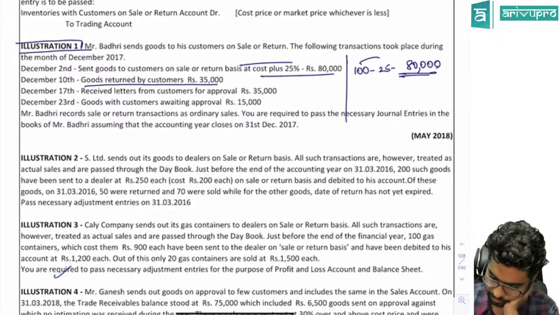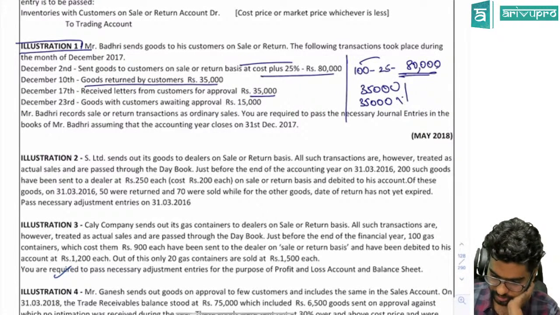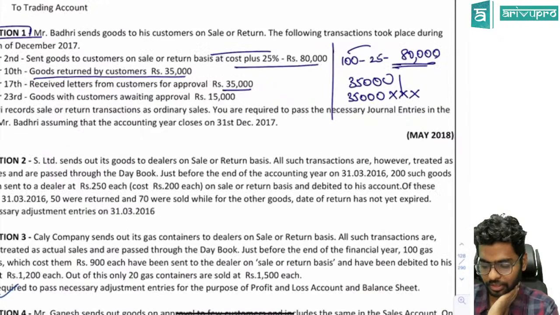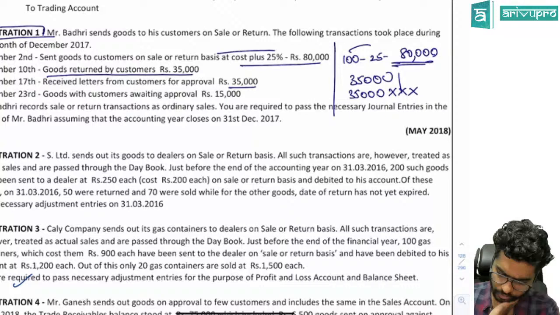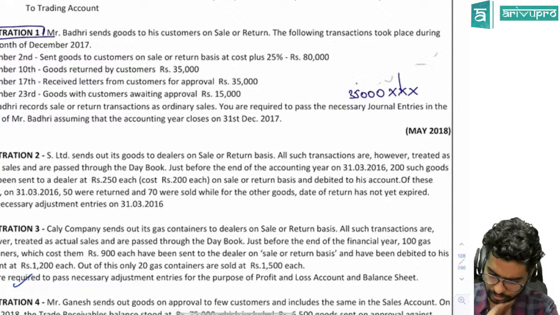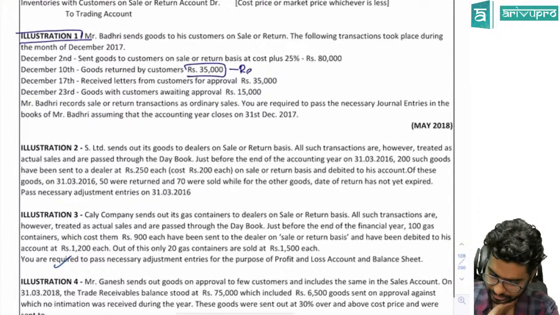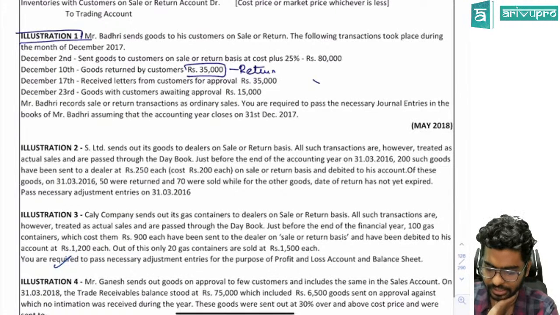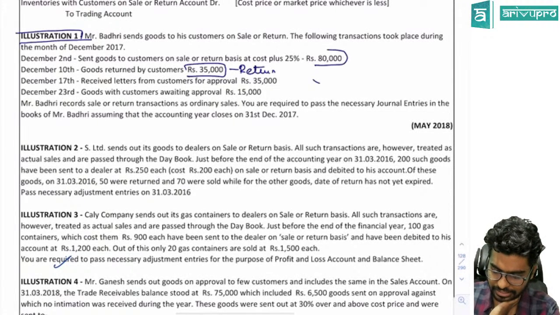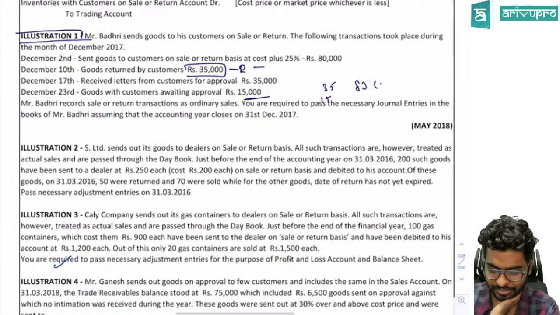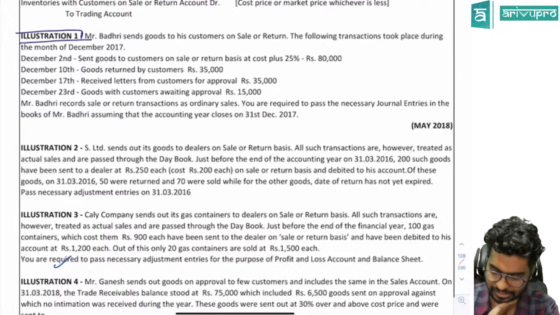Goods returned by customer 35,000, sent for approval. So for goods received on approval 80,000. Now, for this 35,000 I have to pass a return entry. There's actually some mistake in the question, because if you see, this is 80, this is 35, this is 35, and this is 15. So the total is 85,000. There is some mistake in the question, but anyway, let's just ignore it right now.